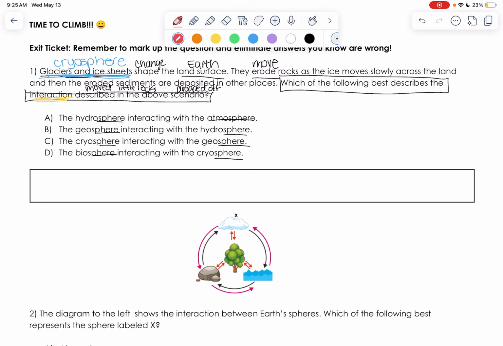They erode rocks. That is for sure the geosphere. As the ice moves slowly across the land, and then the eroded sediments, little rocks, geosphere again, cryosphere again with that ice. This is cryosphere and geosphere. So C is the correct answer. It never talks about liquid water, so hydrosphere cannot be correct. It never talks about anything in the air. Atmosphere is not here. And it never talks about a living thing, so biosphere cannot be the answer either.